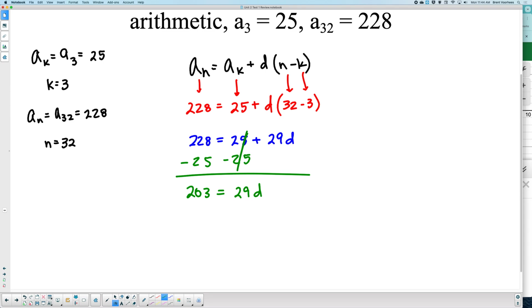Arlene, I see you have a computer open. Do you happen to have a calculator available? Could you type in, sorry, I'm getting a step ahead. What do we do to get d isolated here? Divide, that's multiplying. Can you take 203 and divide that by 29? I'm guessing that's 7, but I'm not for sure. 203 divided by 29, it's 7? Okay, so if our common difference is 7, I'd like to say that's our answer.